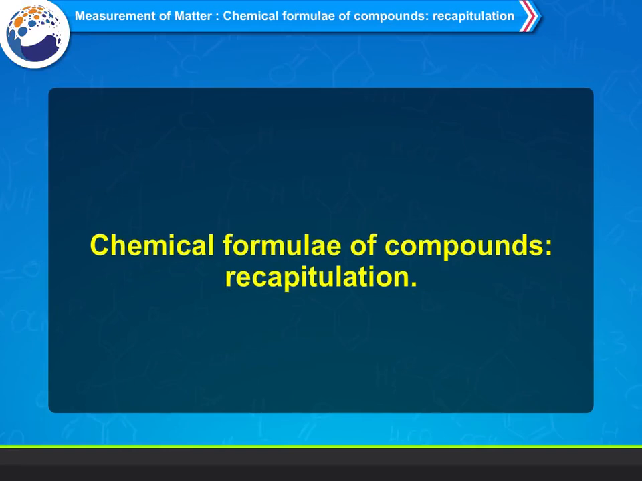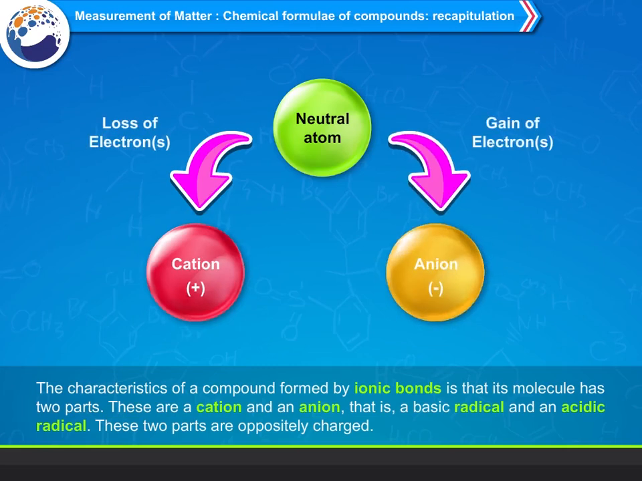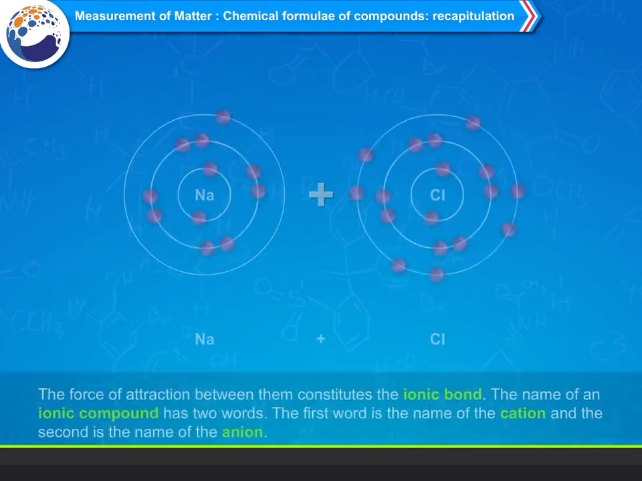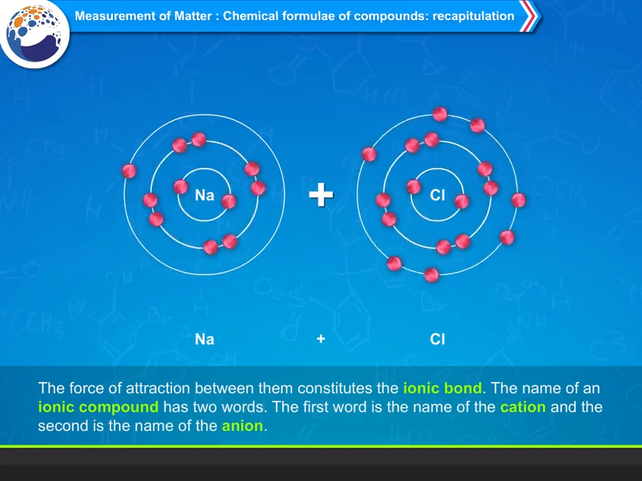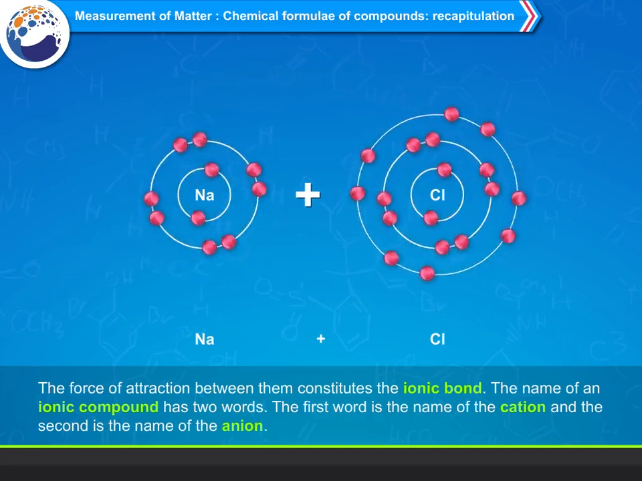Chemical formulae of compounds. Recapitulation. The characteristic of a compound formed by ionic bonds is that its molecule has two parts. These are a cation and an anion, that is, a basic radical and an acidic radical. These two parts are oppositely charged. The force of attraction between them constitutes the ionic bond. The name of an ionic compound has two words. The first word is the name of the cation, and the second is the name of the anion.